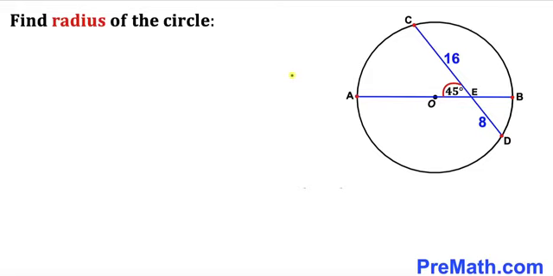Welcome to Pre-Math. In this video, we have this circle with the center O such that this diameter AB and this chord CD intersect each other such that we get this angle 45 degrees. Furthermore, this segment CE is 16 and this segment ED is 8 units. Now our task is to find the radius of this circle.